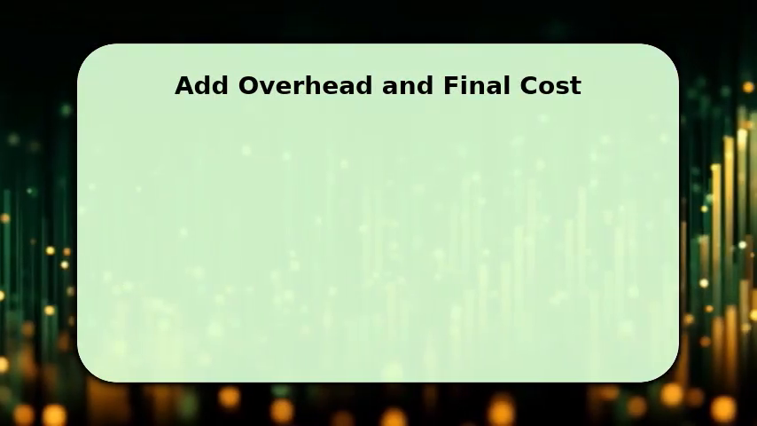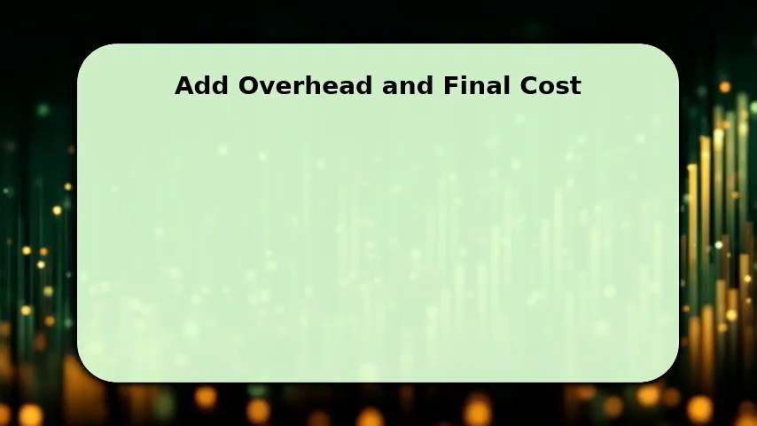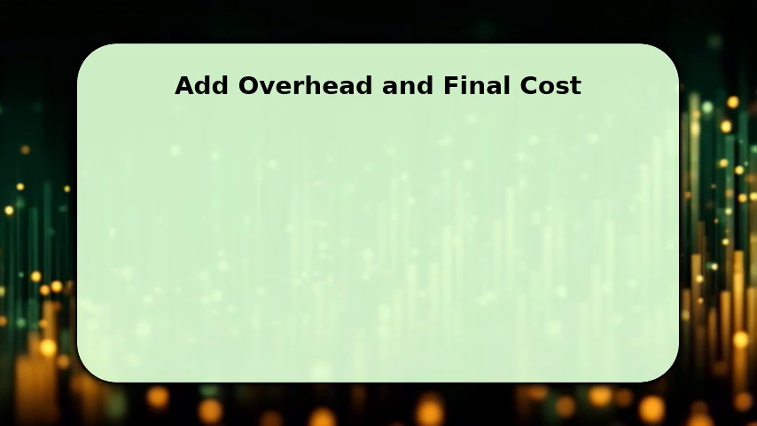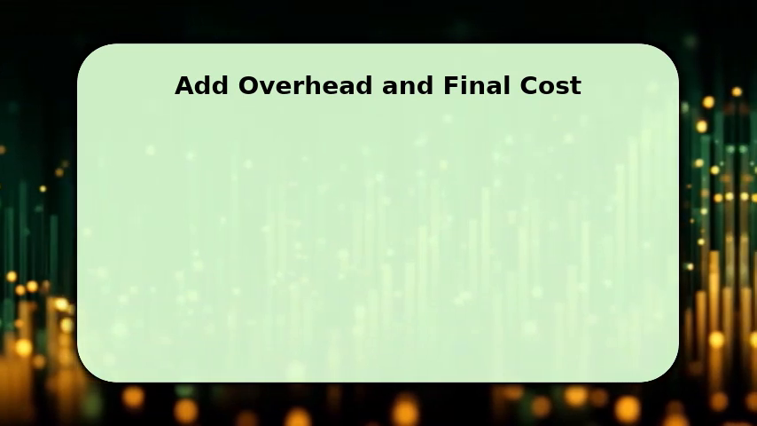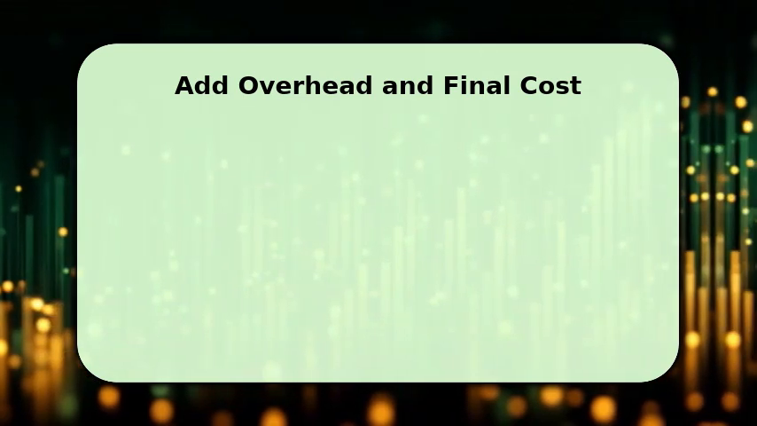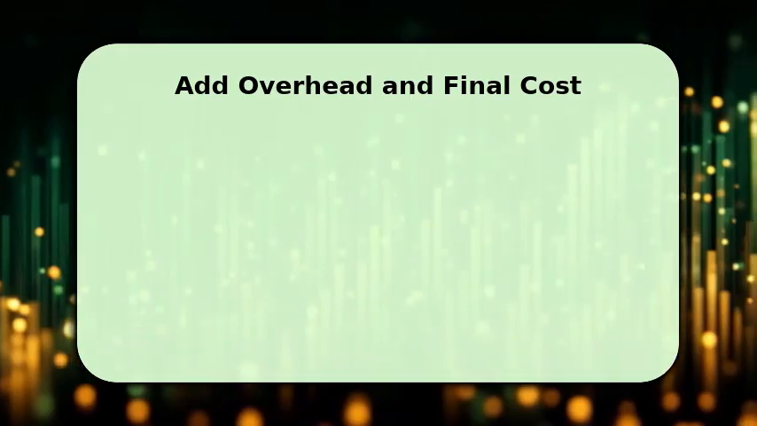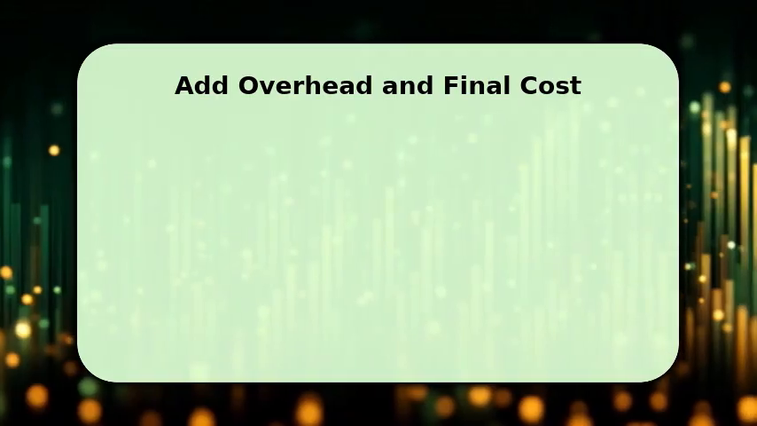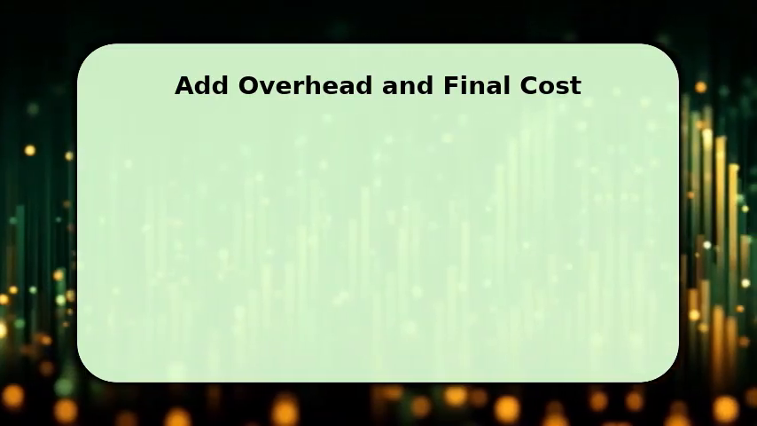Decide an overhead percentage to allocate to products, for example 25%. In a separate cell, enter the overhead rate as 0.25 and label it overhead percent. Multiply the subtotal by the overhead rate to compute overhead cost, for example equals subtotal cell asterisk overhead percent.